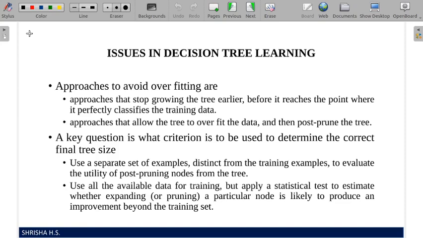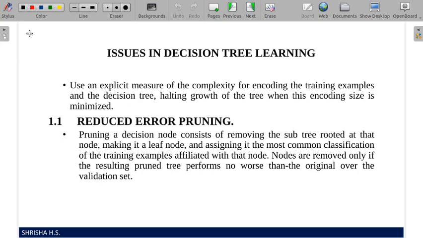Okay, so then find out through chi-square test or some other statistical methods whether it is good to add more nodes or remove some nodes. So the next and last method is we will use some measure of complexity for encoding the training examples and the decision tree, halting the growth of the tree when this encoding size is minimized.